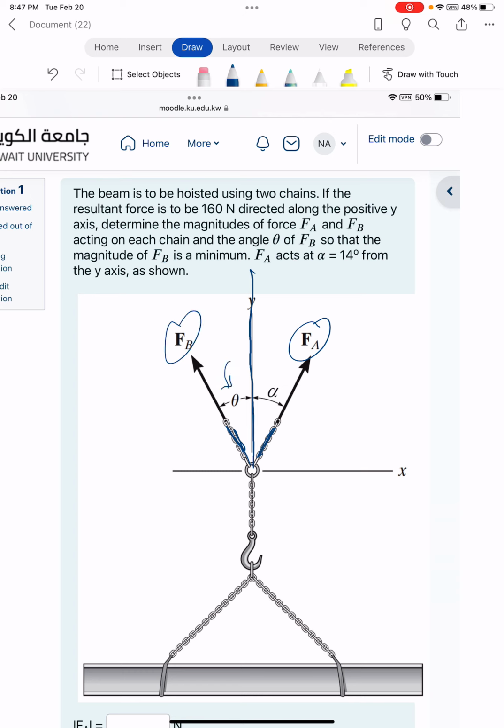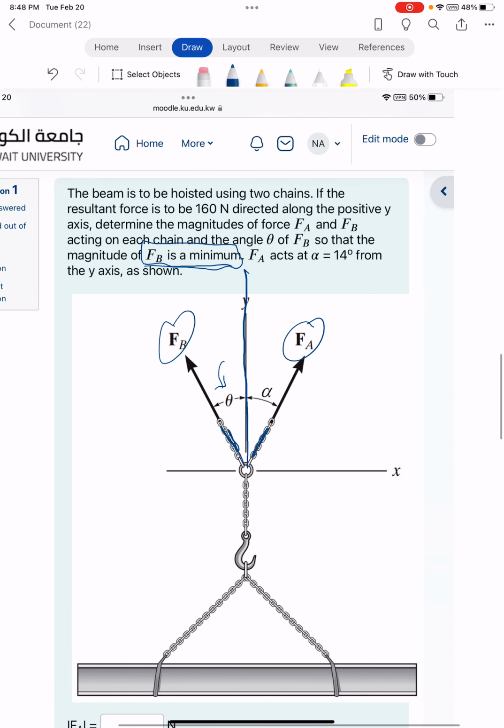So you want to find this theta of FB, so that the magnitude of FB is minimum. This is a condition: FB is minimum. What is this condition? FB minimum requires that the angle between the FA and FB is 90 degrees. So this should be 90 degrees, okay? So if the alpha here is 14 degrees, this is going to be 90 minus 14 degrees. This is to make FB as minimum as possible. FA acts at an alpha of 14 degrees from the y-axis as shown.